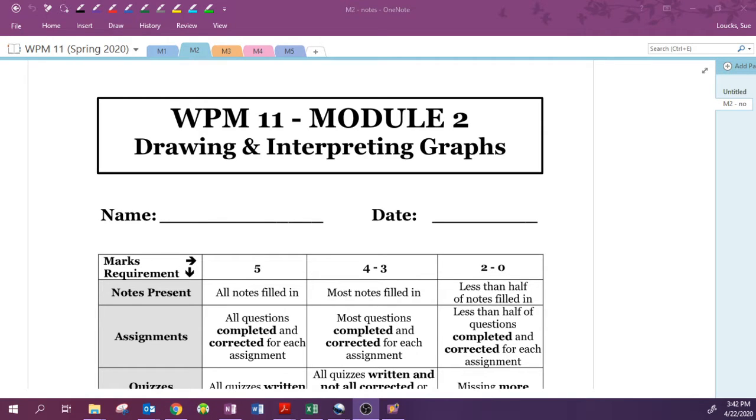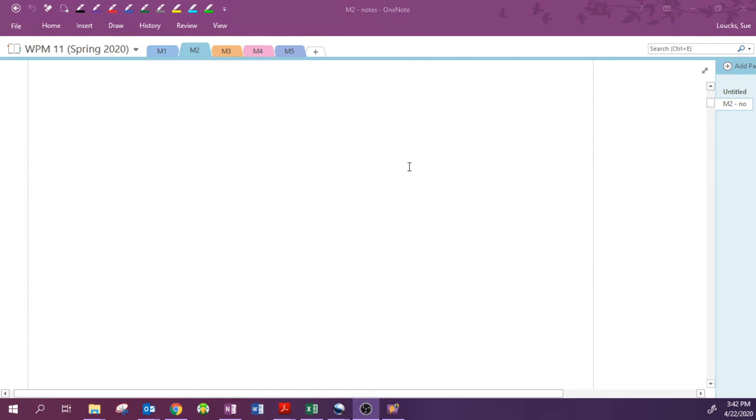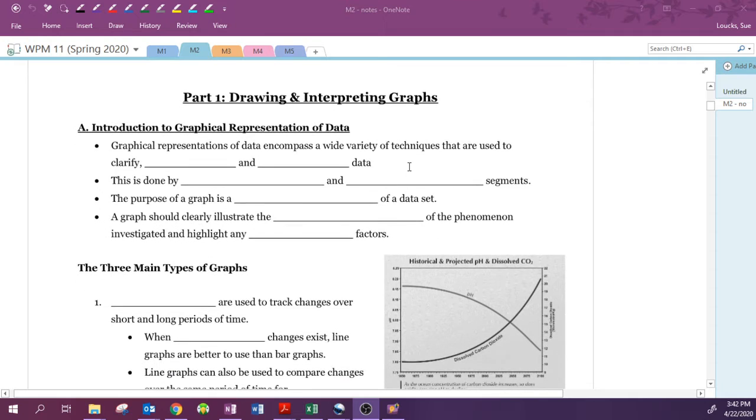Hi everyone, welcome to Module 2 of Workplace Math 11, Drawing and Interpreting Graphs. And we are going to start with Part 1, which is Drawing and Interpreting Graphs. So, Introduction to Graphical Representations of Data.